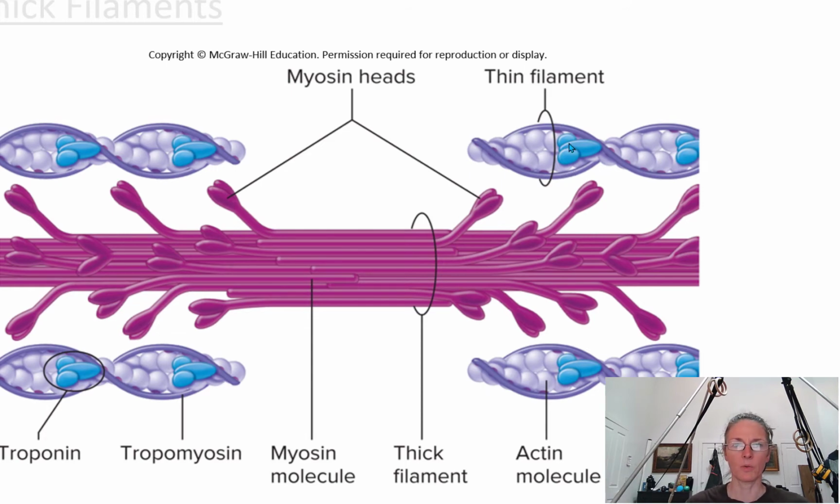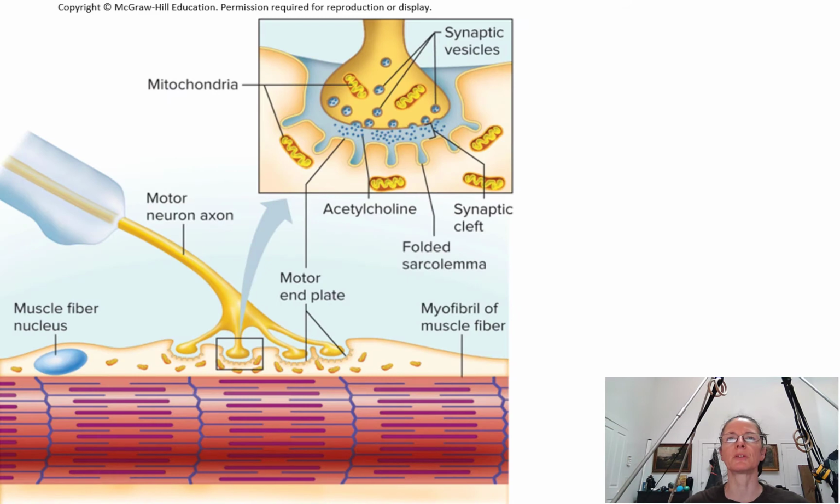So what happens when we have an action potential? Well, we've seen the events of the neuromuscular junction. We have our action potential propagate first down our motor neuron. It releases acetylcholine at the neuromuscular junction here. The acetylcholine diffuses across the synaptic cleft, opens sodium channels on the motor end plate of the sarcolemma, causing the rapid influx of sodium, and this is what's going to initiate the action potential within the muscle fiber.